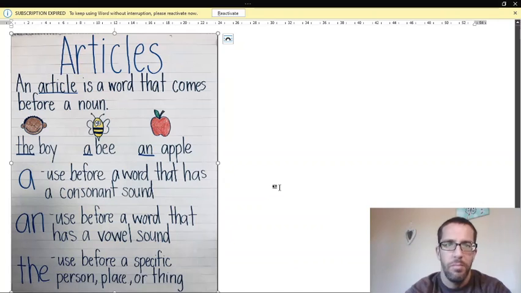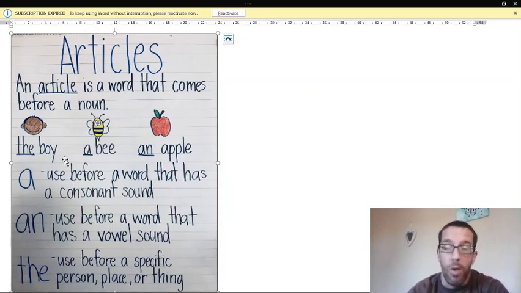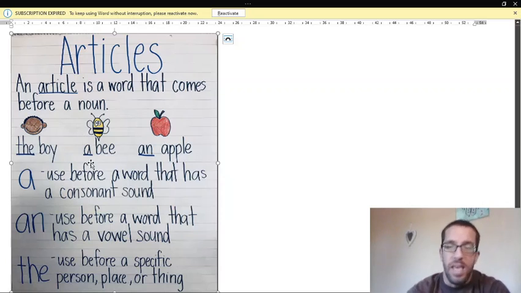So, in summary, then, articles, as it says there, is a word that comes before a noun. The examples that I've written up there. The boy. In this case, it's a specific boy we're talking about. It's the boy. If it was any boy we would have written a boy. In my second example there, a bee. It's not any specific kind of bee, it's just a bee. And finally, if you can remember the rule over there, we don't say a apple, we say an apple because this noun starts with a vowel sound.